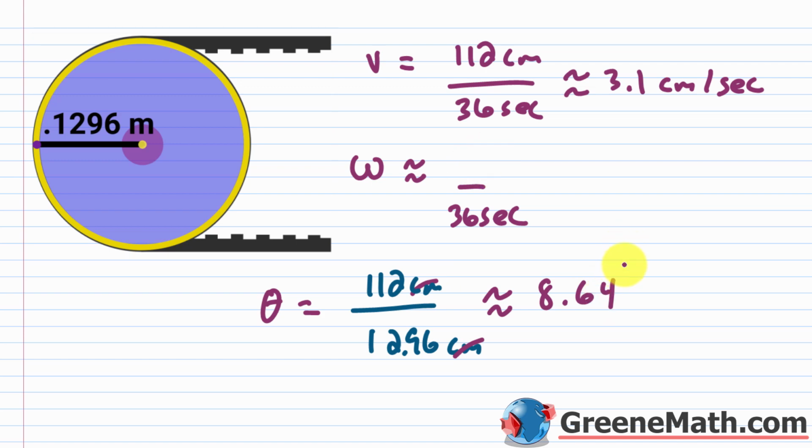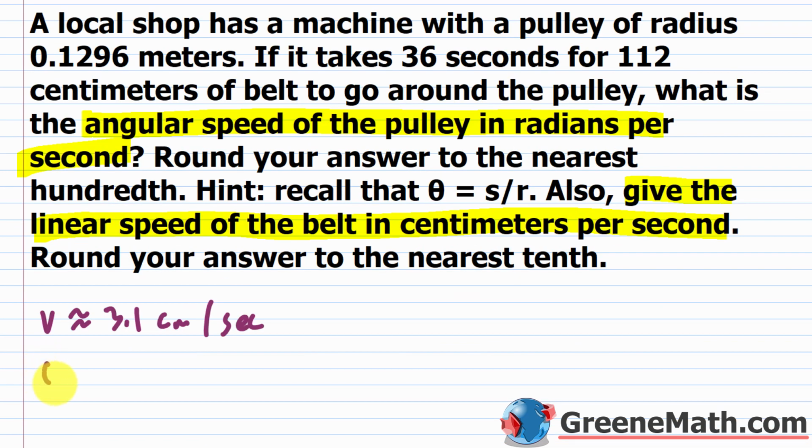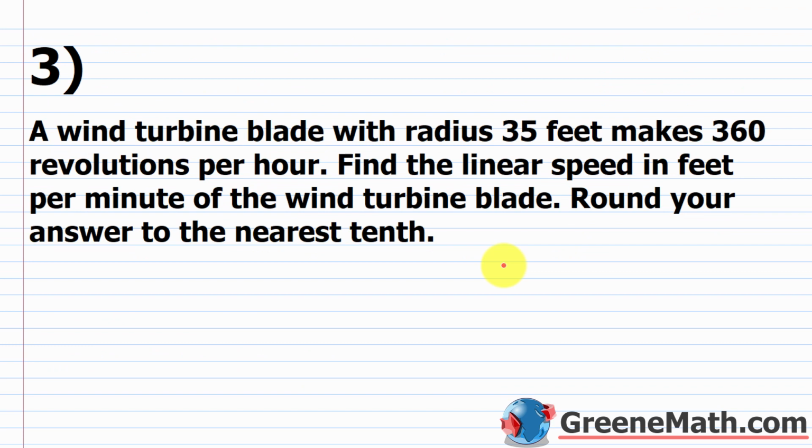So we'll put this as approximately 8.64, and this is in terms of radians. Let me get rid of this. And then you can just do the division on your calculator, and I get exactly 0.24, but keep in mind this is still an approximation. So this is going to be 0.24 radians per second. So coming back here, I'm just going to put that omega, which is your angular speed, is going to be 0.24 radians per second.